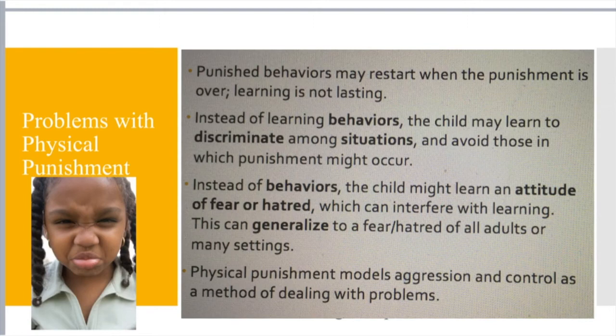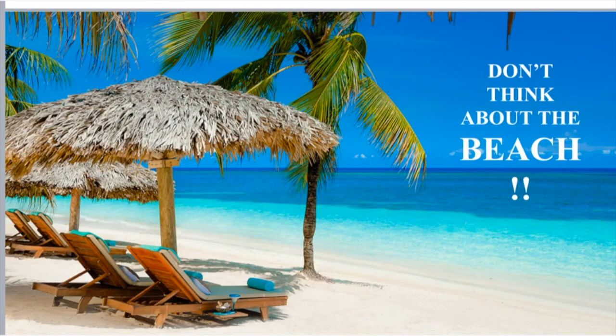Instead of behaviors, the child might learn an attitude of fear and hatred, which could interfere with learning. This can generalize to a fear or hatred of all adults in many settings. So just recognizing that physical punishment, based on the research done, is generally pretty ineffective long-term for changing behavior, as well as pretty detrimental to a child's social development. Then we're going to shift here and do an example.